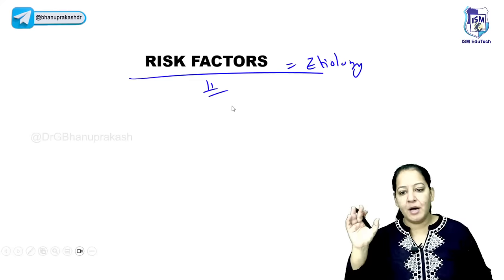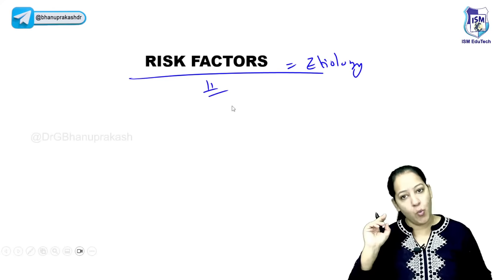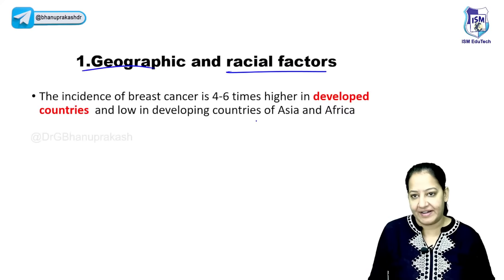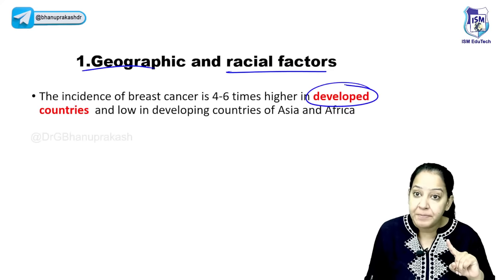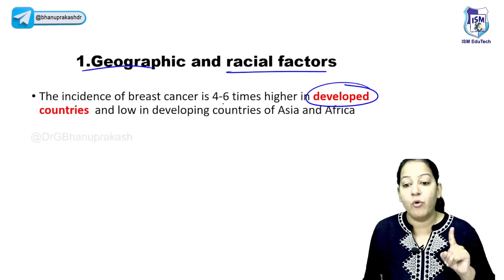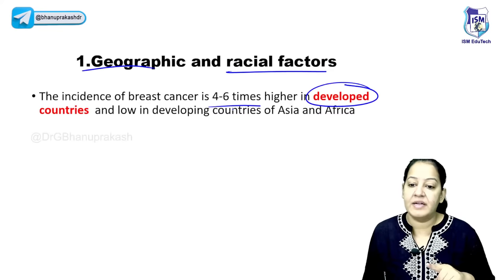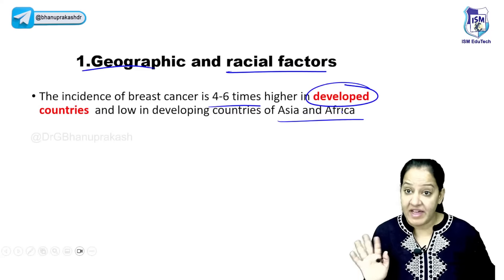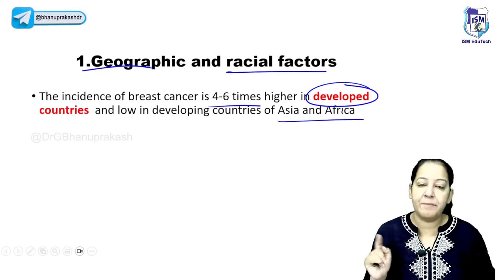So let's come to the risk factors of breast cancer now one by one. The first risk factor is the geographical and racial factor. It is more common in developed countries as compared to developing countries. Breast cancer is 4 to 6 times more common in developed countries as compared to developing countries like Asia and Africa. It is not as common as it is in developed countries like the US.